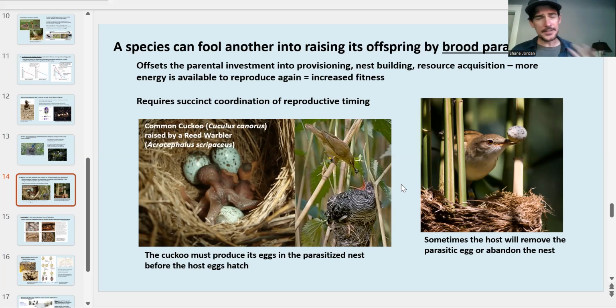So anyway, it's an interesting situation that selection has favored, where certain very sneaky species have figured out how to trick other species into raising their offspring for them so that they could increase their own fitness, maximize their own fitness.